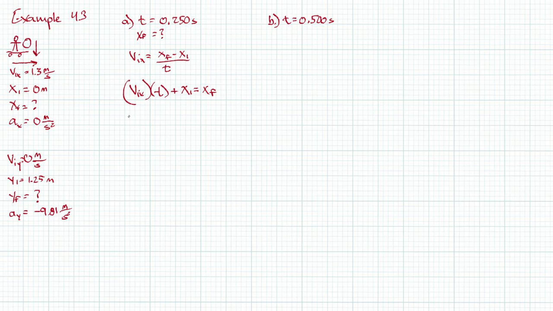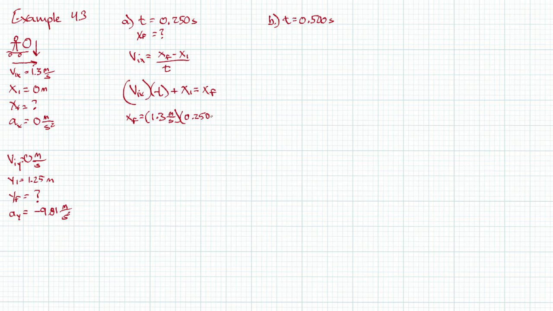All right, let's rewrite this over here. x final equals initial velocity in the x direction. Okay, 1.3 meters per second times, what's our time t? We're told up here, right?